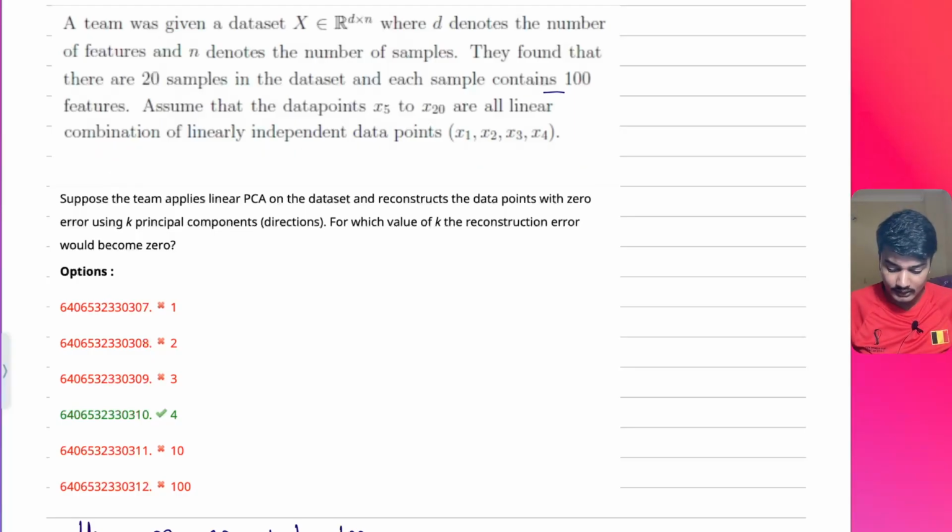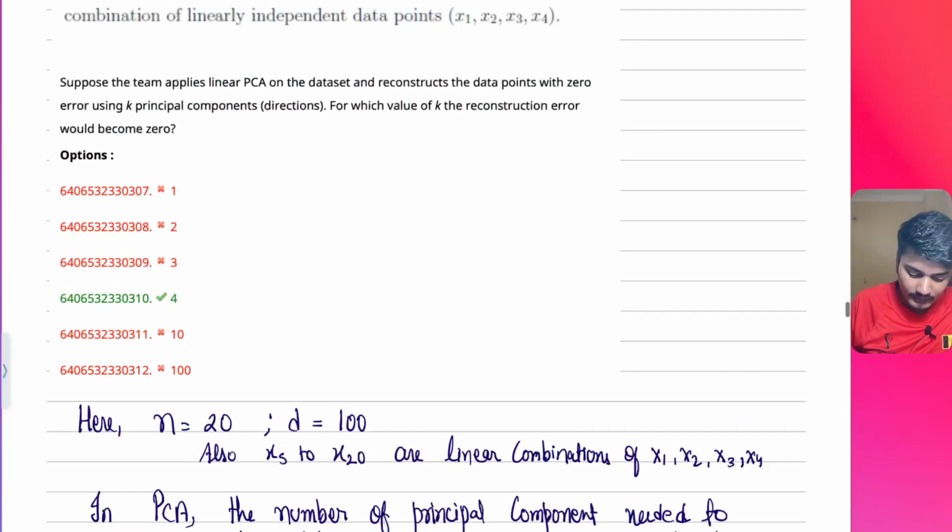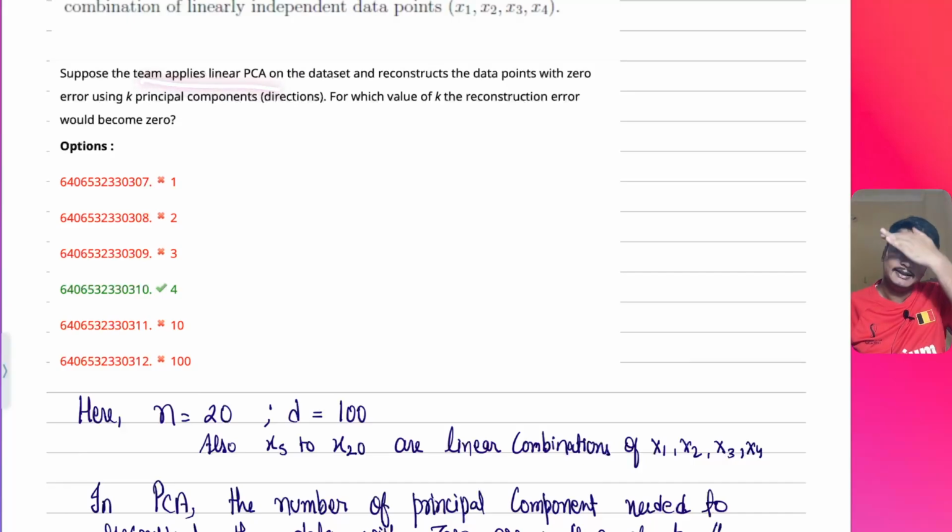Okay, so we are given the data set with 20 samples. Each sample contains 100 features, and among the 20 samples, 5 to 20 are a linear combination of 1 to 4. The question is: suppose the team applies a linear PCA on the data set and reconstructs the data point with zero error using the k principal components. The main thing is it reconstructs with zero error. Then for what value of k will the reconstruction error be 0?